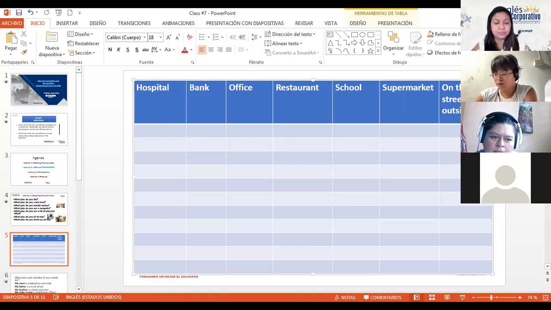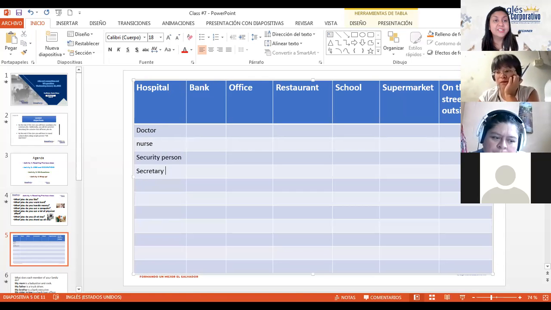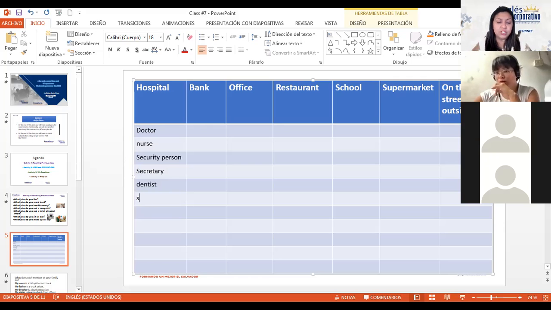Nurse. Doctor. Okay, doctor. Nurse. Police. And the hospital. Well, the security person. Secretary. Okay. Dentist. Okay, which is the same as dentist. What about the surgeon, el cirujano, surgeon?